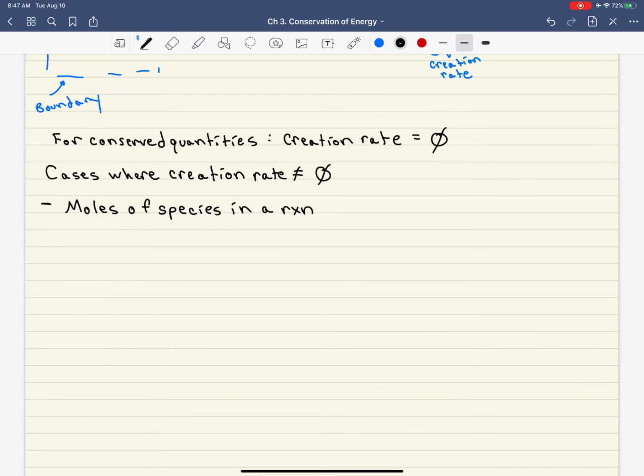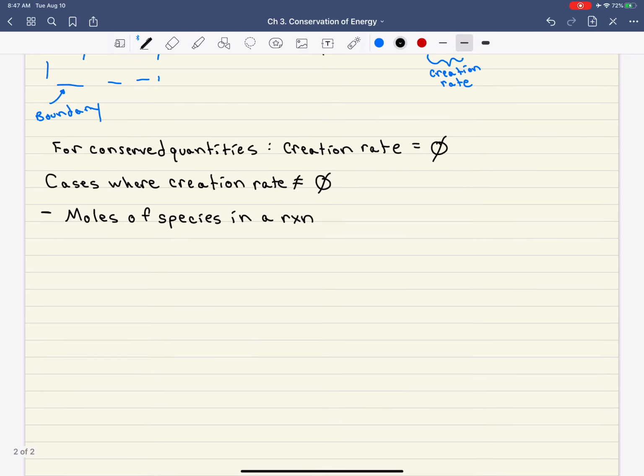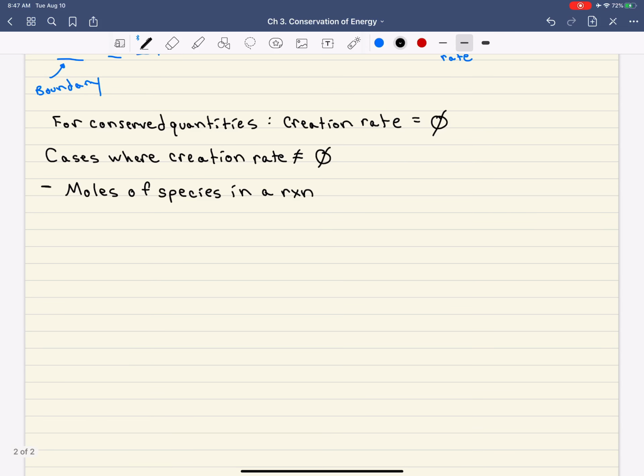Right? So if methane was reacting with oxygen to form carbon dioxide and water, the moles of methane would not be conserved. They would actually be consumed in that process. And the moles of the carbon dioxide would be generated. So that's one example of where the creation rate is not equal to 0.